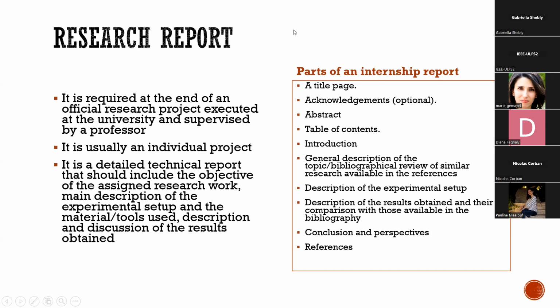If you are doing research in your master's, you have to end with a research report. This one is very similar to the project report. However, in the research, there are some parts that are different. The project could be a master's project, it could be a PhD project. It's always supervised by somebody. Research is usually an individual project. The report is detailed. So you have to put the objective of the work, the experimental setup, and the tools, and of course the results and the discussions.